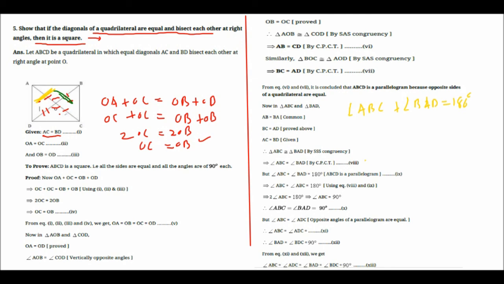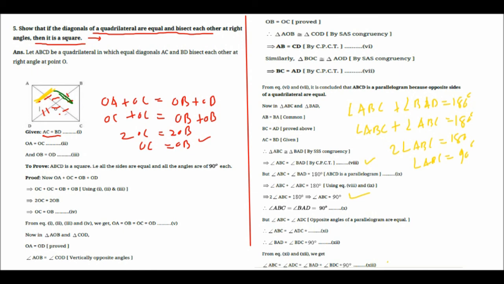But these two angles are equal, as we already saw. So in place of BAD we can write angle ABC, giving angle ABC plus angle ABC equals 180 degrees. Therefore, twice angle ABC equals 180 degrees, so angle ABC equals 90 degrees. This we have proved. And similarly, BAD is also 90 degrees.